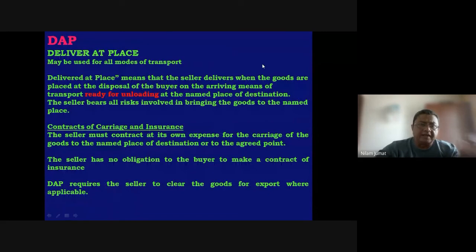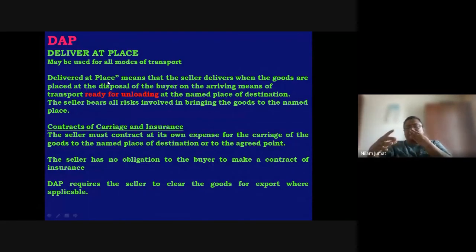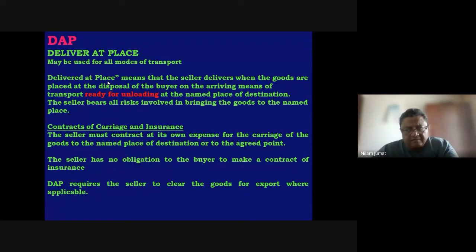Okay. Now DAP. Now here in all these terms, you get the E terms, F terms, C terms, and D terms. In D terms, remember, all D terms means nothing is happening within the port of Colombo, nothing in the exporter's country. All happens in the importer's country. D means delivery at that site.